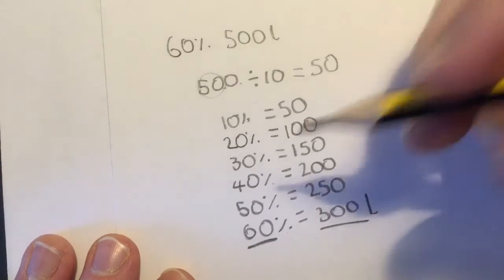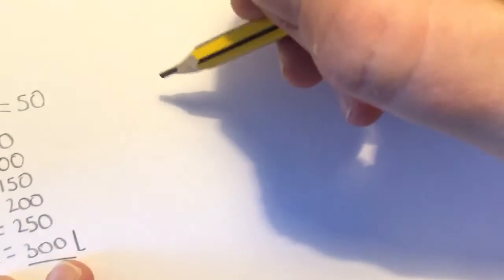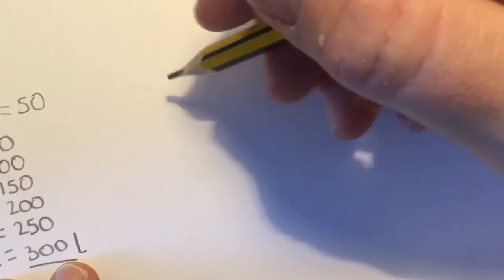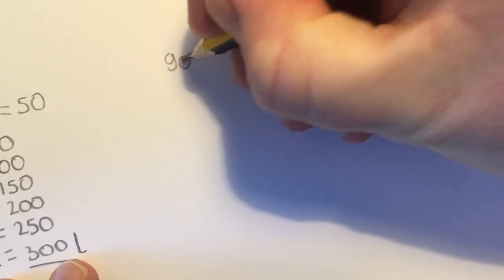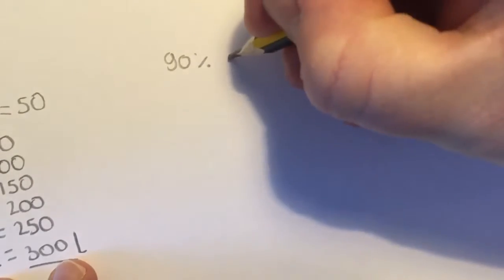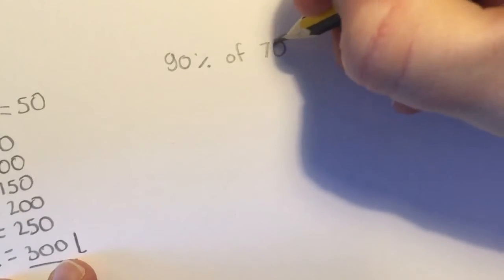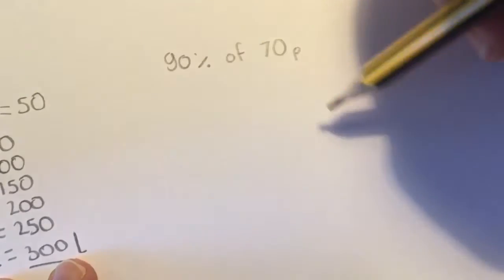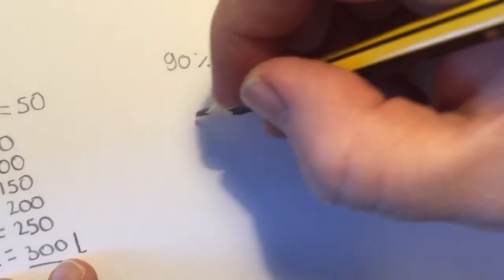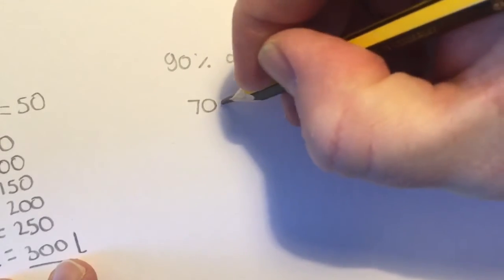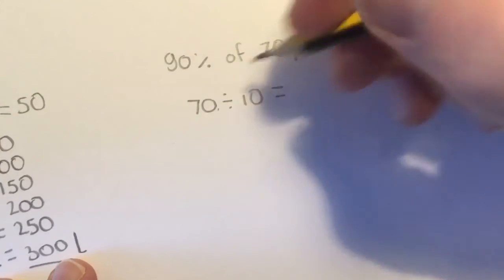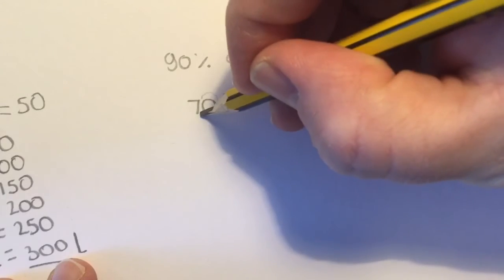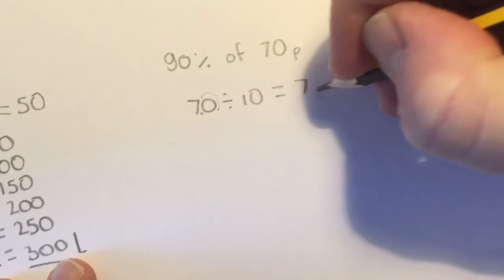Okay, great. Now the next question is asking us 90% of 70p. So we've got 90% of 70 pence. Now we can work out 10%. Let's do that first. So 70 divided by 10, our decimal point's here, so it's going to go back once to here, and we're just going to be left with 7.